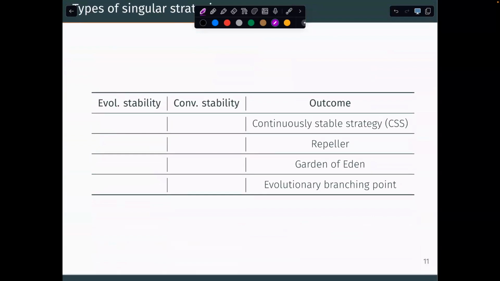Okay, so I mentioned these different types of singular strategies at the start, very briefly. Because evolutionary stability and convergent stability can be somewhat independent of each other, we can write down all possible combinations of these. We have 4 different types of singular strategy. The first, a continuously stable strategy, occurs when it is both evolutionarily stable and convergent stable. Both of these are.